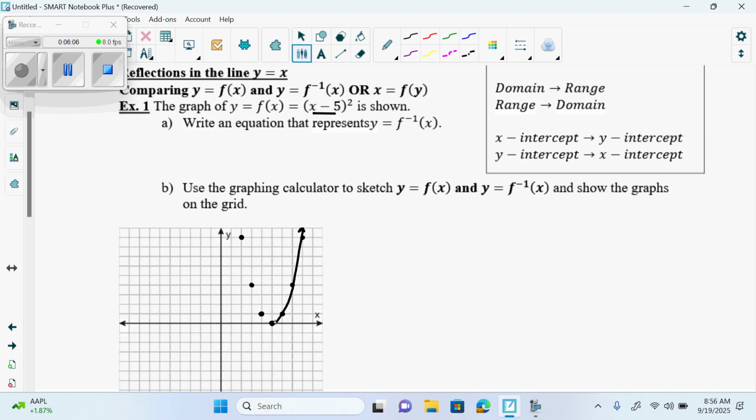So why can I sketch this so easily? Because I know the coordinates of the parent function of x squared. And I just shoved them all 5 right. Correct? So that's why I say knowing the parent function of all the different graphs we're going to look at will make your life easier when you do transformations.